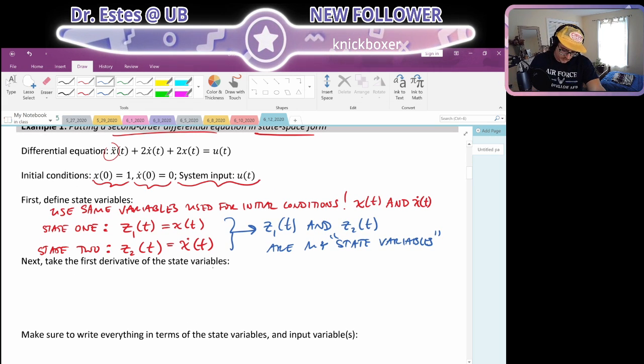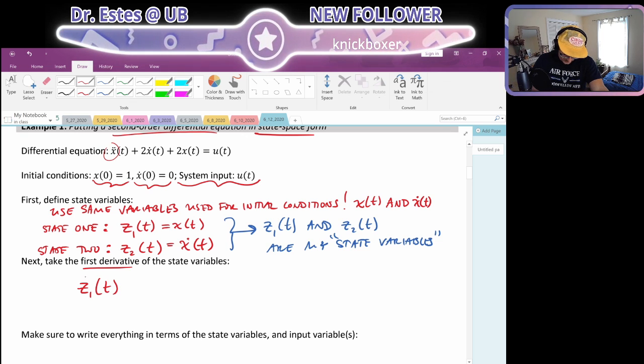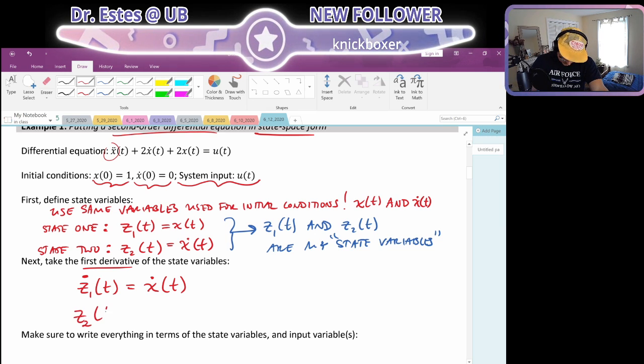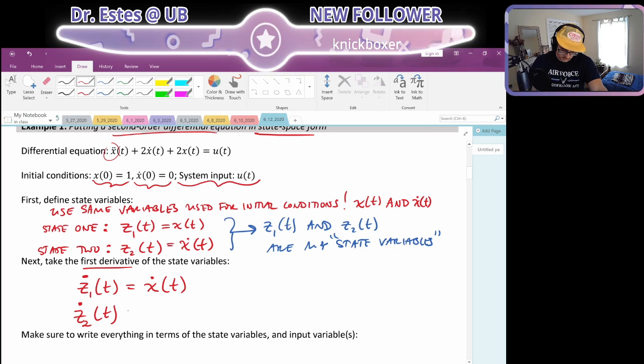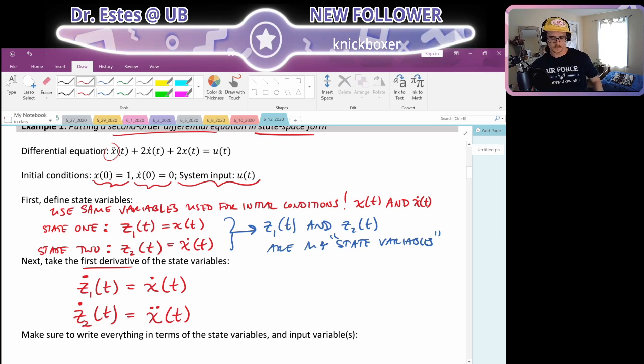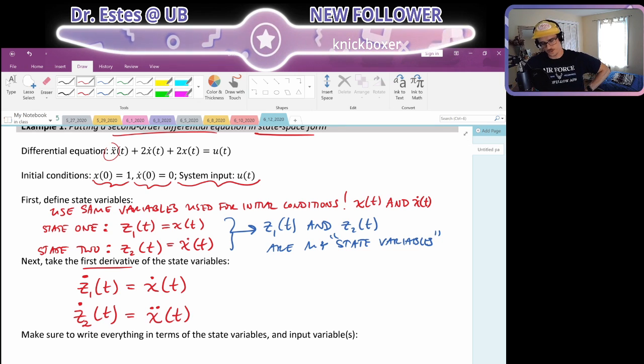Next, you take the derivative of these state variables, the first derivative. So if I take the first derivative of my first state, z1, well, that would be equal to x dot, right? And if I take the first derivative of z2, that would be equal to x double dot. Straightforward enough, right?